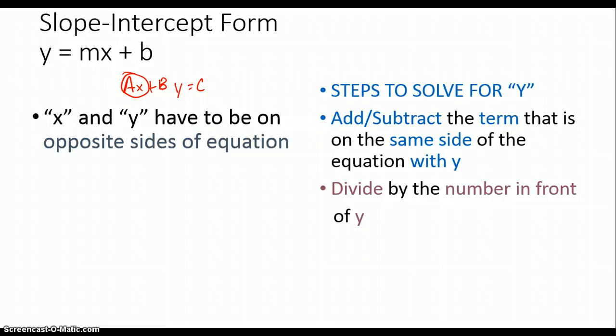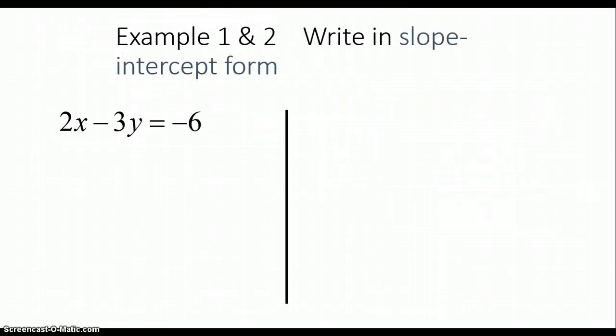Next, I'm going to divide by the number in front of y, or the coefficient of y. And this is where it's going to get a little tricky, because when I subtract ax, that x term, I may end up with two terms, and very often we'll end up with two different, unlike terms on the right side of the equation. So when I divide by the coefficient, I'm going to do that using the distributive property. And we're going to talk about that.